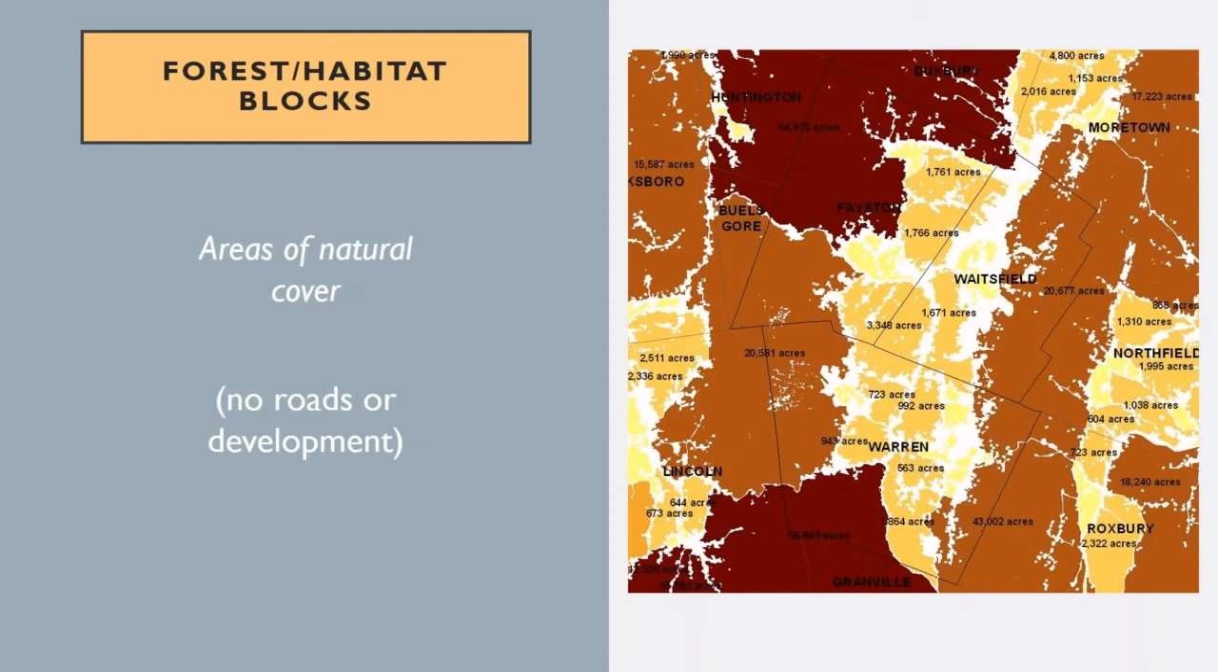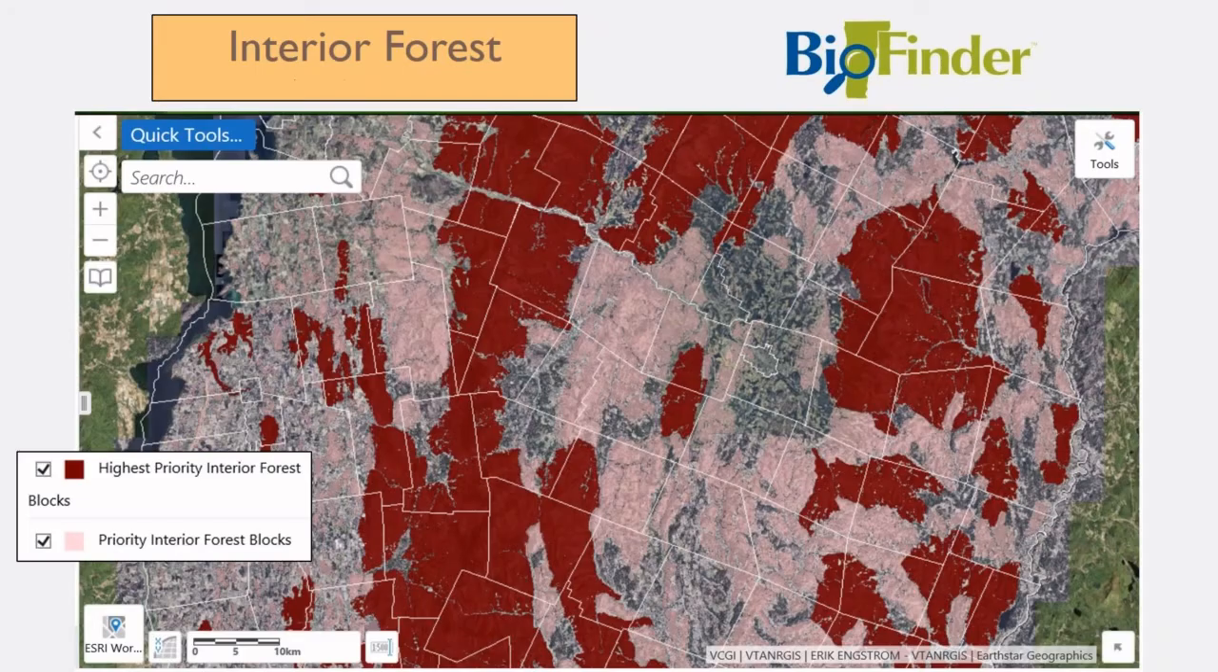Now, of course, size is not the only thing that's important. And so you can start with this kind of map, looking at forest or habitat blocks. But if you need some guidance of what's big enough to really be considered important, we have some guidance in a different layer that's called interior forest. And throughout the state of Vermont, interior forest blocks have been mapped.